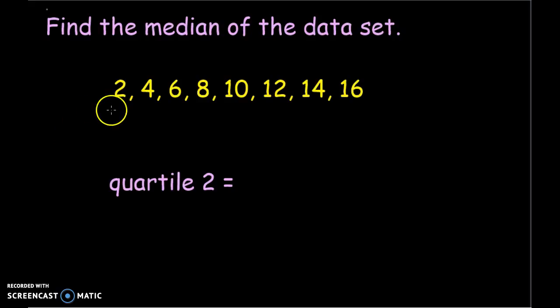So next, we're going to find the median of the data set. We have 4 numbers up to 8, and then another 4. So what we have to do is take the 8 and the 10, add those together, and then divide by 2. So we have 8 plus 10 divided by 2, which is going to give us 9. Quartile 2 is 9.